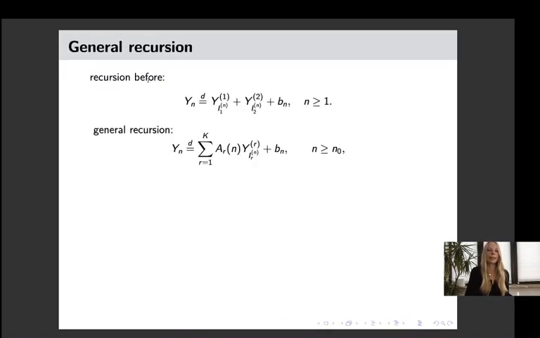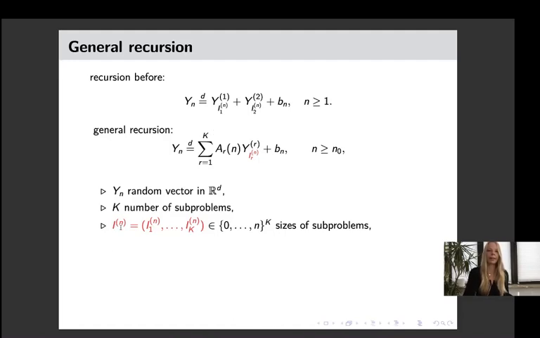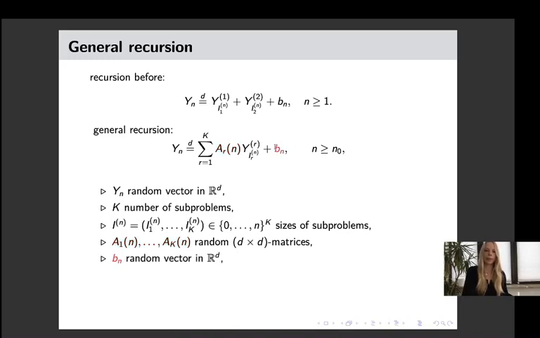So now here is this recursion we've seen before, where the original problem was split into two smaller subproblems of the same nature. And now our general setting is a much more general recursion, which is of this form here, where Yn is now a d-dimensional random vector, and K is the number of subproblems. As before, In is the vector of the subproblem sizes. So this is a random vector whose components are assumed to be random integers between 0 and n. Then we have these square matrices A1 to AK, and again a d-dimensional random vector Bn.